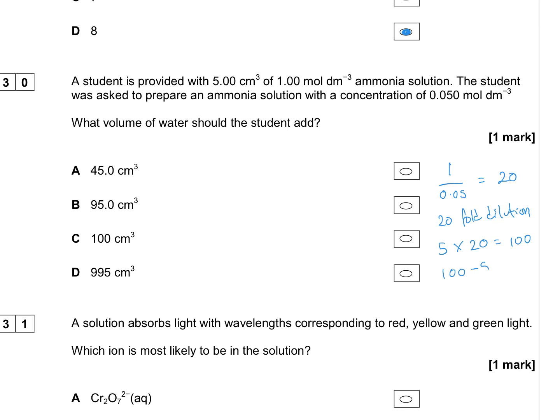We've got 5 centimetres cubed to begin with, so 5 times 20 would be 100 in total. Because we're starting off with 5, we take away the 5 that you're starting off with, so it's 95 centimetres cubed that get added.